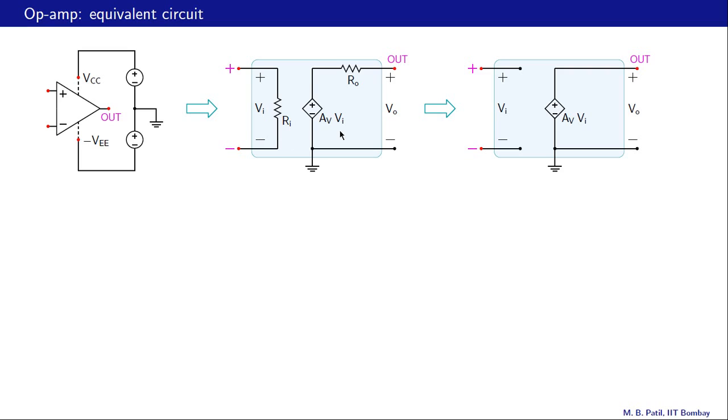This is AV times VI. If that is VI, this is AV times VI, where AV is the gain of the op-amp, its so-called open loop gain, and RO is the output resistance of the op-amp. And the output voltage is taken between out and ground, that is between this node and this common node here.